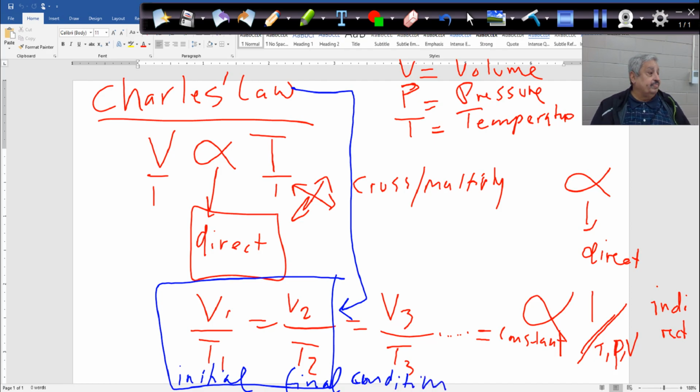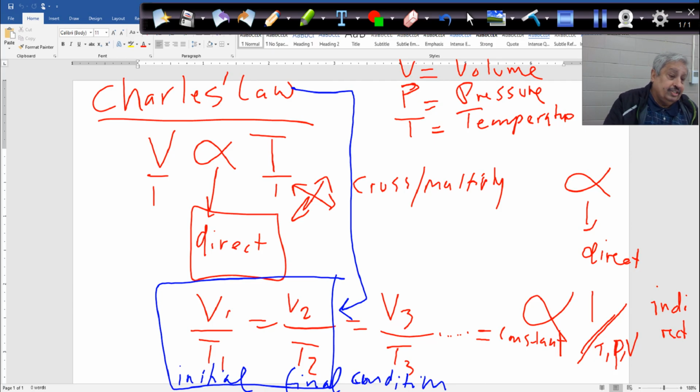Okay, guys, that's direct proportional. So if I increase the temperature of a gas, its volume will go up. If I decrease the temperature of a gas, freeze that gas, its volume will be less. That's what it says, correct?